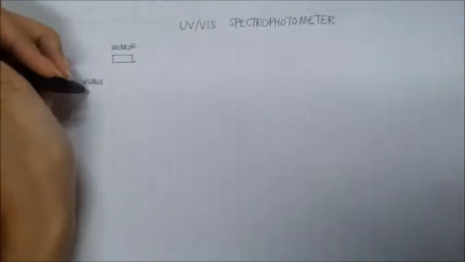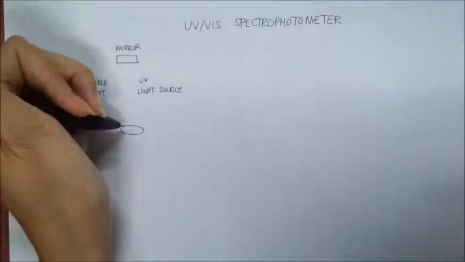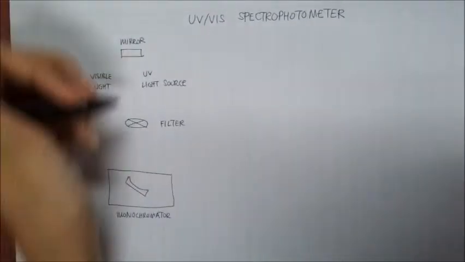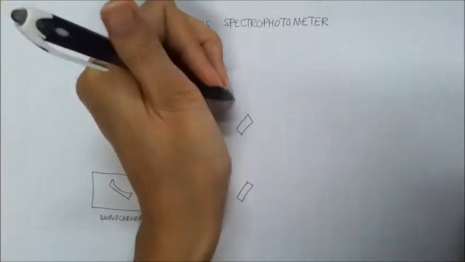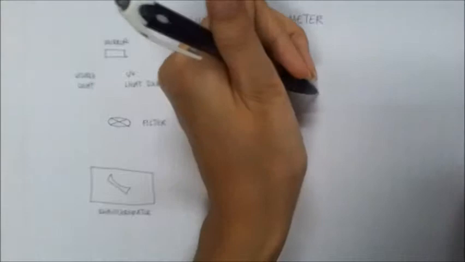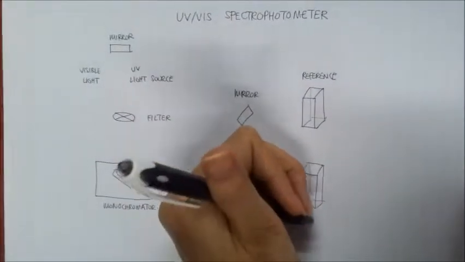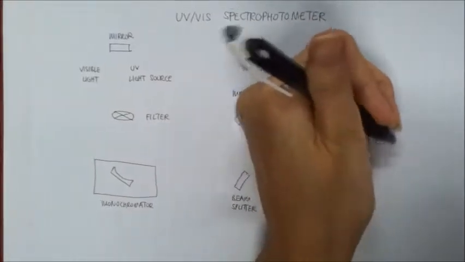The instrument used in ultraviolet-visible spectroscopy is called a UV-Vis spectrophotometer. The basic parts of a spectrophotometer are a light source, mirrors, filter, cuvette, monochromator or a prism to separate different wavelengths of light, detector, and a computer for display purposes.